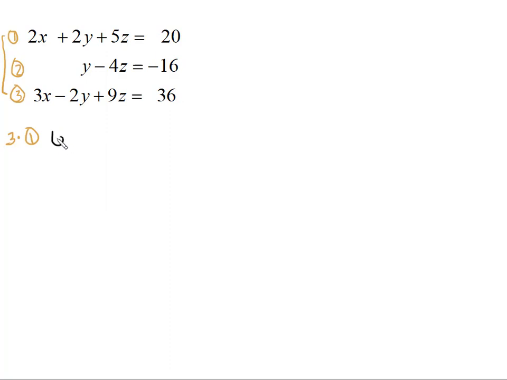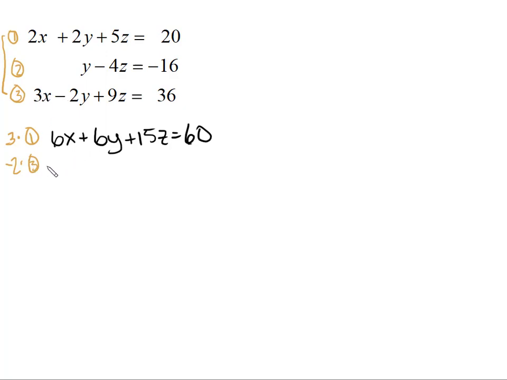2x times 3 is 6x. 2y times 3 is 6y. 3 times 5z is 15z. And 20 times 3 is 60. Okay, there's 3 times equation 1. I also want to make this negative 6x. So what am I going to need to multiply this equation by to make this negative 6x? Negative 2. So we're going to take equation 3 and multiply everything by negative 2.